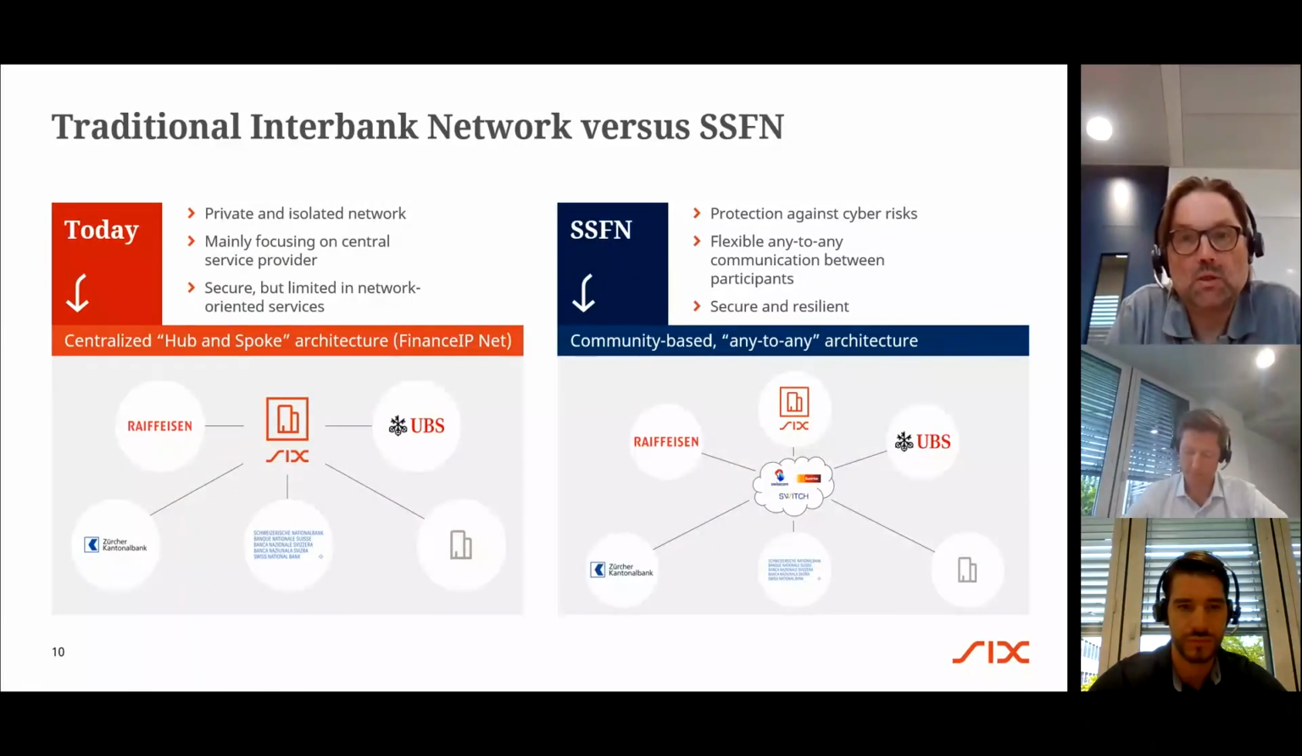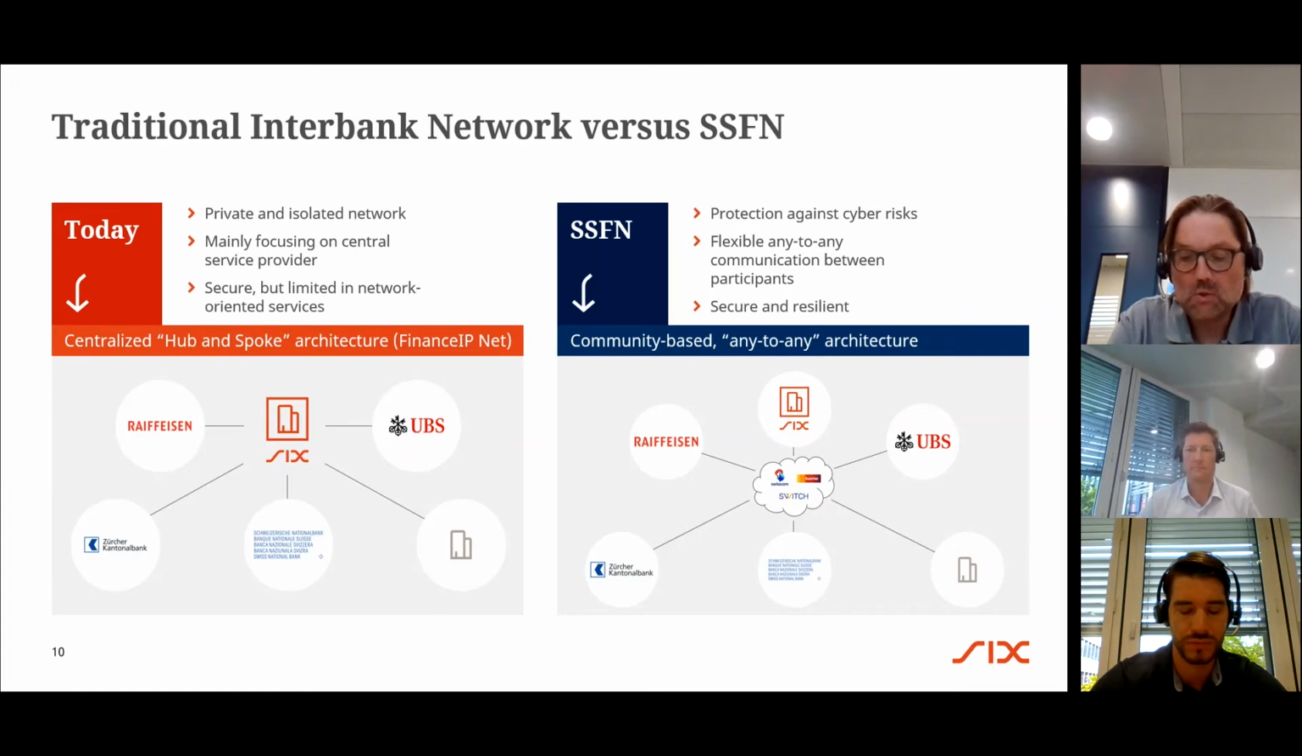The main difference, and Beat will give you much more details than I will be able to give you, is between Finance IPnet, which you find on the left-hand side, and SSFN, on the right-hand side. Finance IPnet is a so-called hub and spoke architecture model, and SIX is the hub, and all the banks have a point-to-point connection to SIX for obtaining the services. It's quite limited, but it's secure, it's quite costly, and it's not very flexible. And SSFN is a so-called any-to-any architecture, which means that SIX is no longer the hub of this network. It's part of the whole infrastructure.